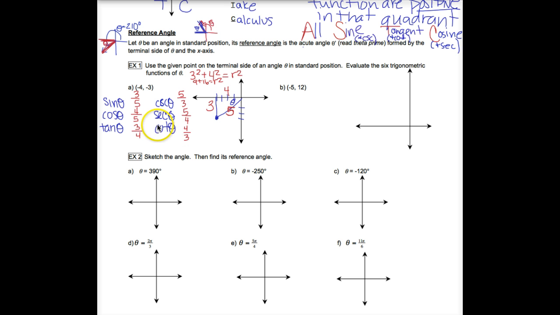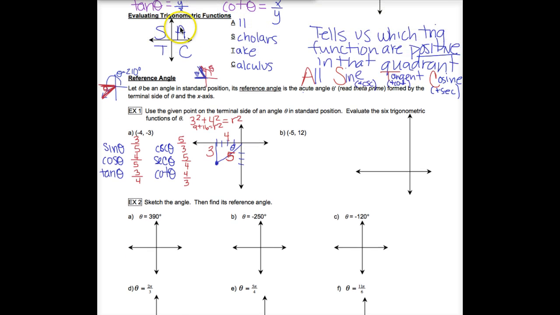Now you are not done yet, because after you find those, you have to go to your All Scholars Take Calculus. This triangle is in quadrant 3, and in quadrant 3, tangent and cotangent are the positive ones, which means sine, cosine, cosecant, and secant are all negative. So tangent, cotangent, positive. The other ones should be negative. And that is our answer. Because it's quadrant 3, tangent and cotangent are positive.